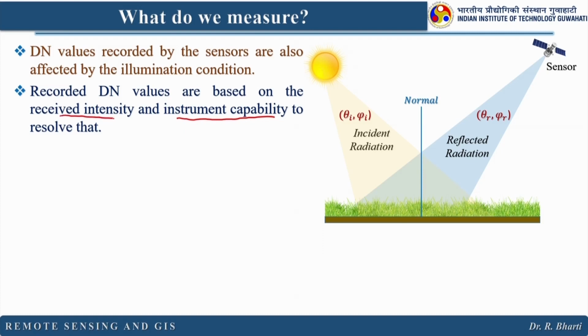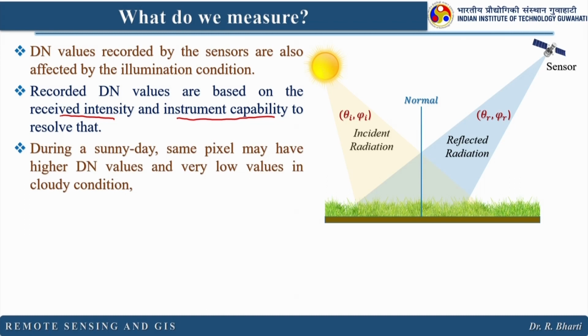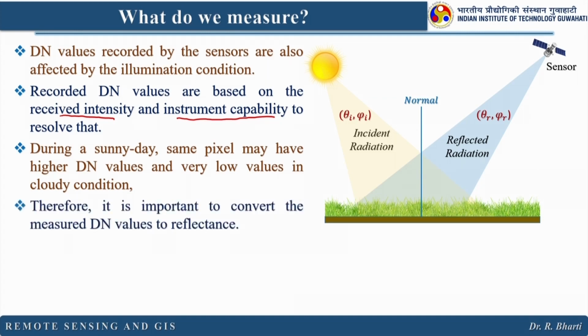So, received intensity and illumination condition, and then instrument capability, whether your instrument is capable of resolving the energy in 8-bit, 16-bit or 24-bit, right. Depending upon that, you will have different value ranges. During a sunny day, the same pixel may have higher DN values and very low values in cloudy condition, right. Therefore, it is important to convert the measured DN values to reflectance, right.